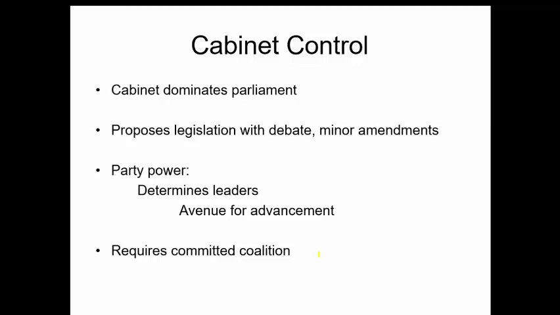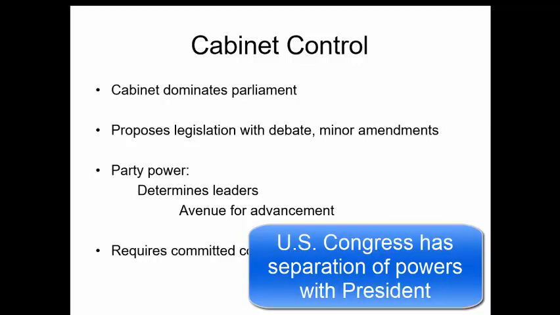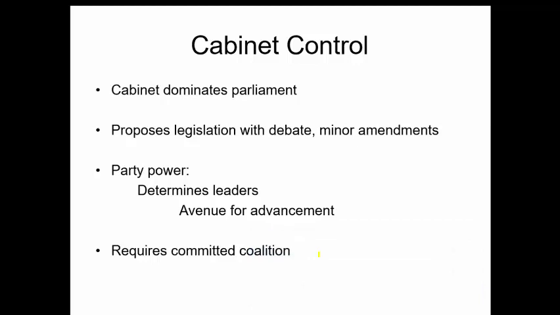Now, this is different somewhat from the presidential system, in which the party in control of Congress has to deal with the president's agenda. And if the party of the president is different from the party of Congress, then you have divided government, and there may be more difficulty getting legislation passed because the president has one agenda, Congress may have a different agenda. So part of this party power is that it determines who the leaders are.